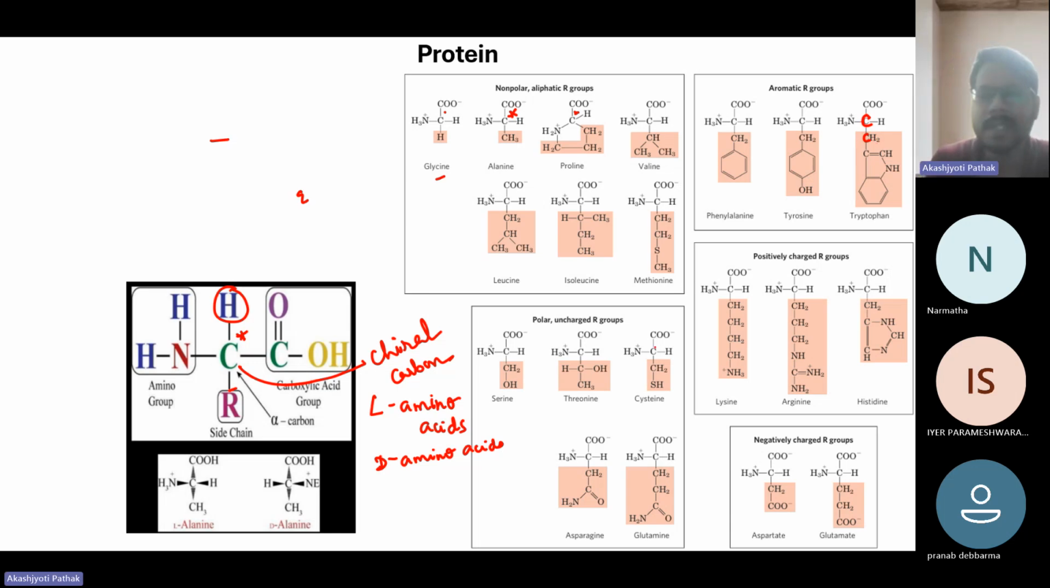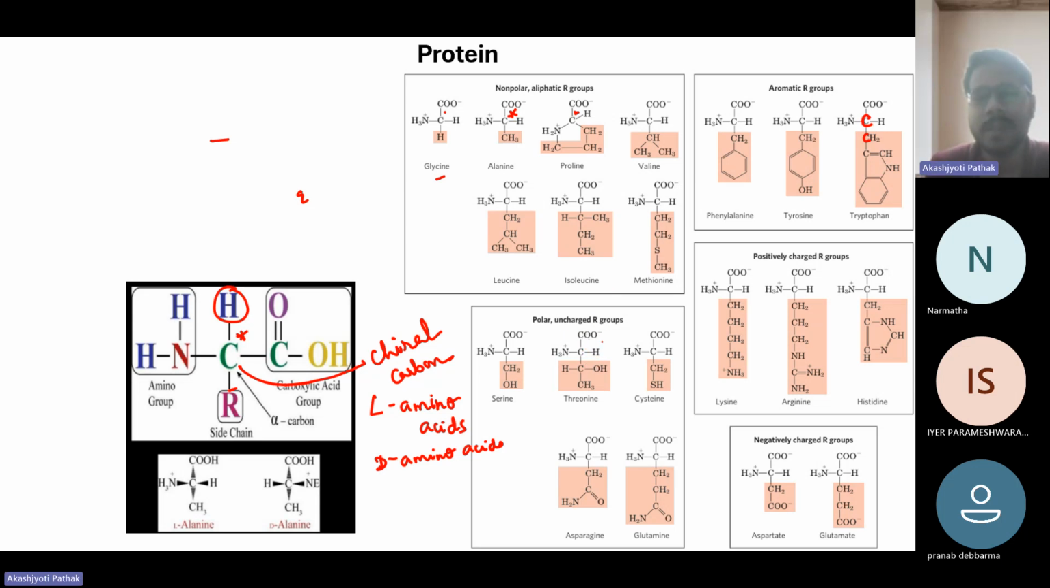Okay. So now look at the structure of threonine. If you look at the structure of threonine, you can see that this carbon is attached to four groups: this carboxyl group, this amine group, this hydrogen, and this side chain. Similarly, this carbon is also attached to four different groups: hydrogen, hydroxyl, CH3, and this big group. So these two carbons are chiral carbons. Is it clear?